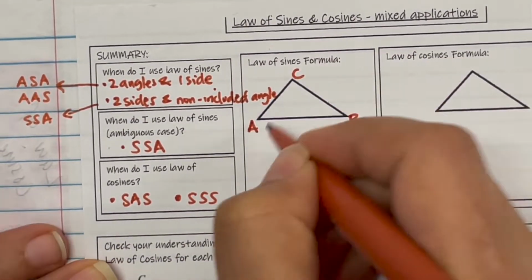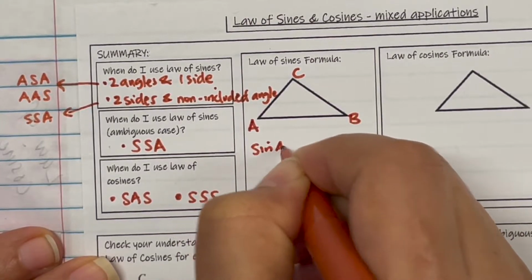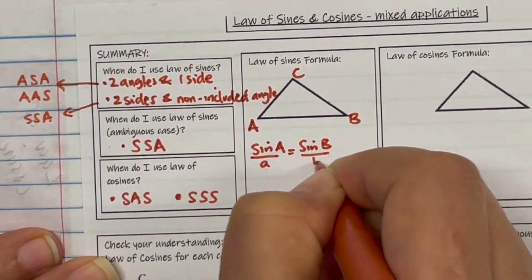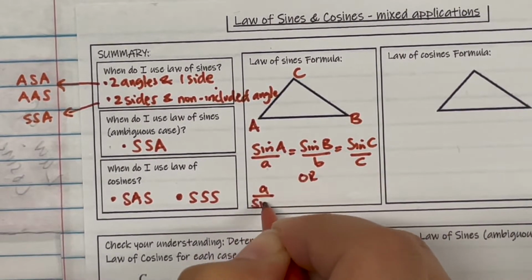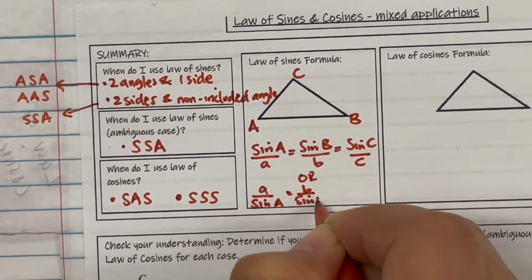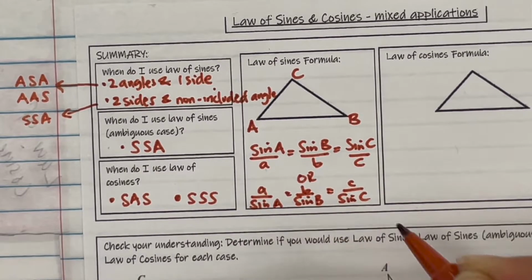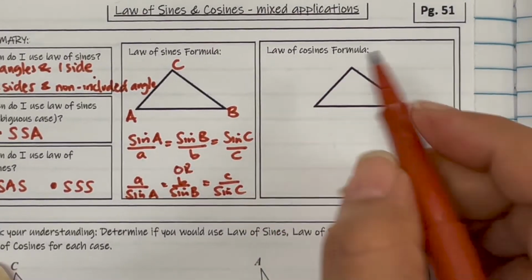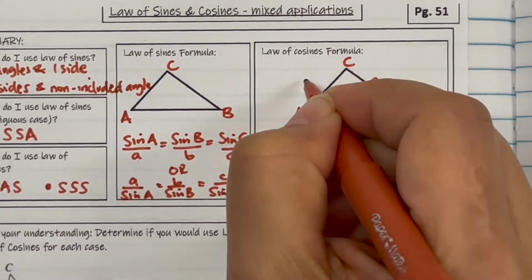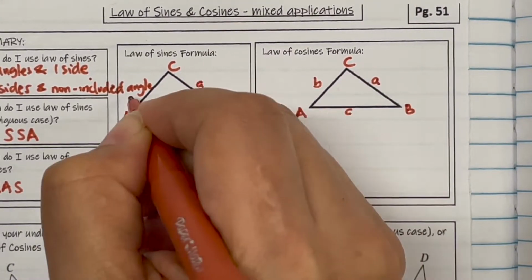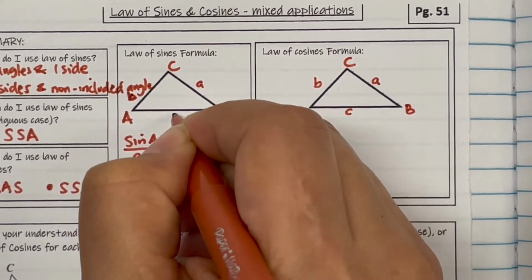All right, so the law of sine says sine of capital A over little a, sine of capital B over little b, sine of capital C over little c, or you could do a over sine of capital A, etc. So if you're looking for an angle, sine of A goes on top. Looking for a side, make sure you always label your triangle. So the big letters are the angles and across from the big letters are the small letters.